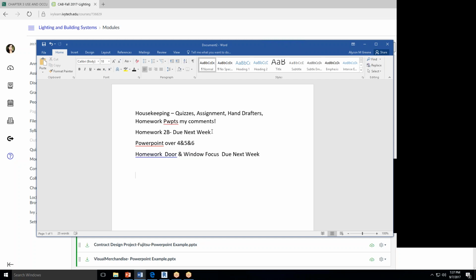We're going to review PowerPoint over chapters 4, 5, and 6 today, which is a lot. So I'll have to breeze through a couple of things, and I'll stop and pause on what I feel is more important. And then we'll review our homework of the door and window focus that will be due next week as well. On top of that, homework 2B, I've adjusted that date, so both of those should show up on your calendar. Before I start with the PowerPoint over 4, 5, and 6, I'd rather do the little walkthrough exercise on this so that we can move on with our lives.